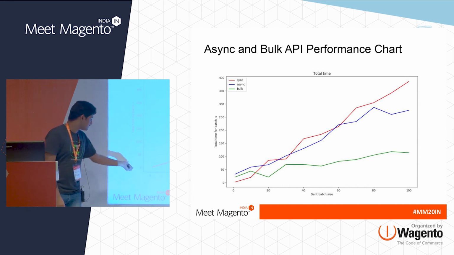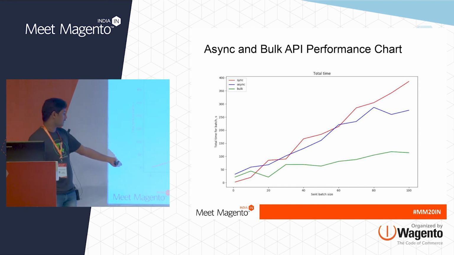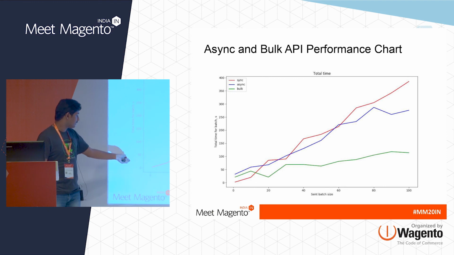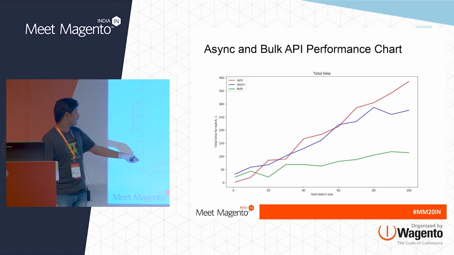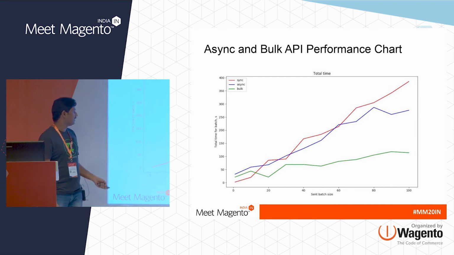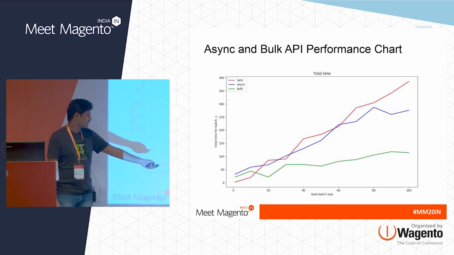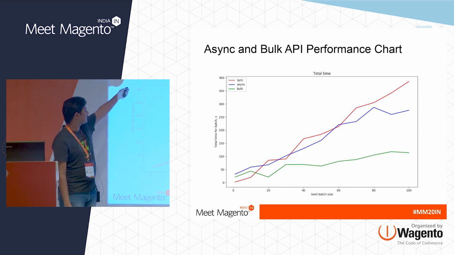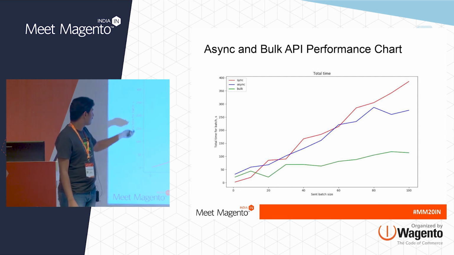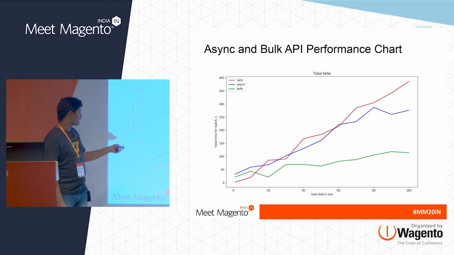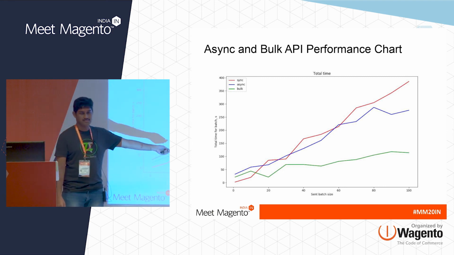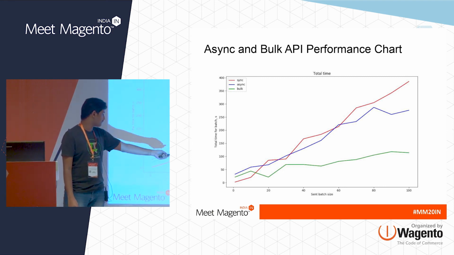So you can see this is the synchronous API, the normal REST API, for a single item or a batch size of one or two. It takes a small amount of time, and when the batch size is increased, you get tons of time. You add 400 to 500, and then there is the async API. And then this is the bulk API. You can see a consistent amount of time taken by the bulk API.